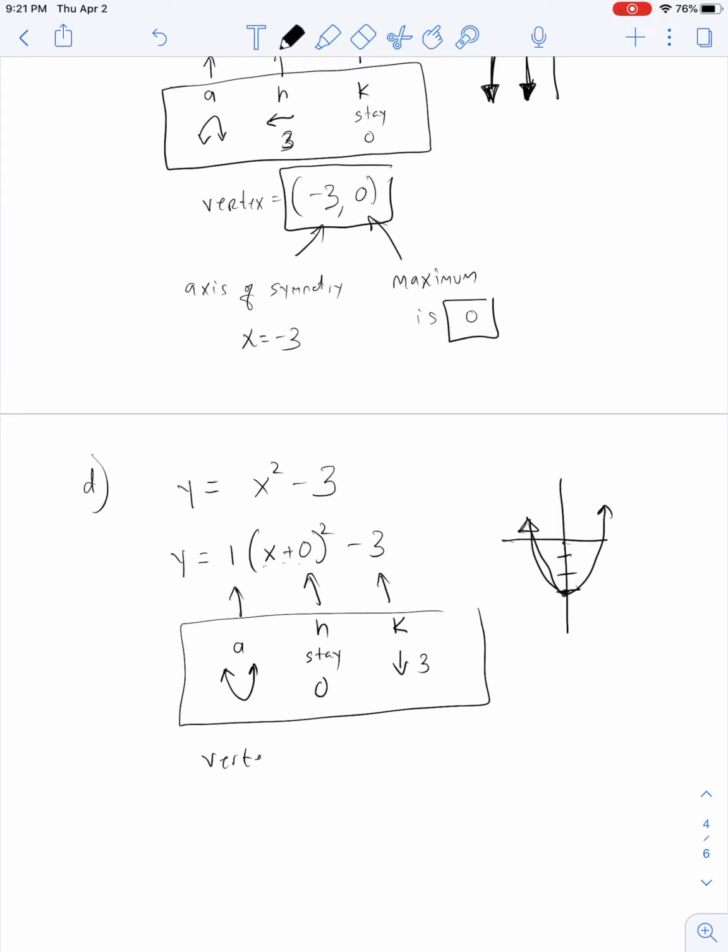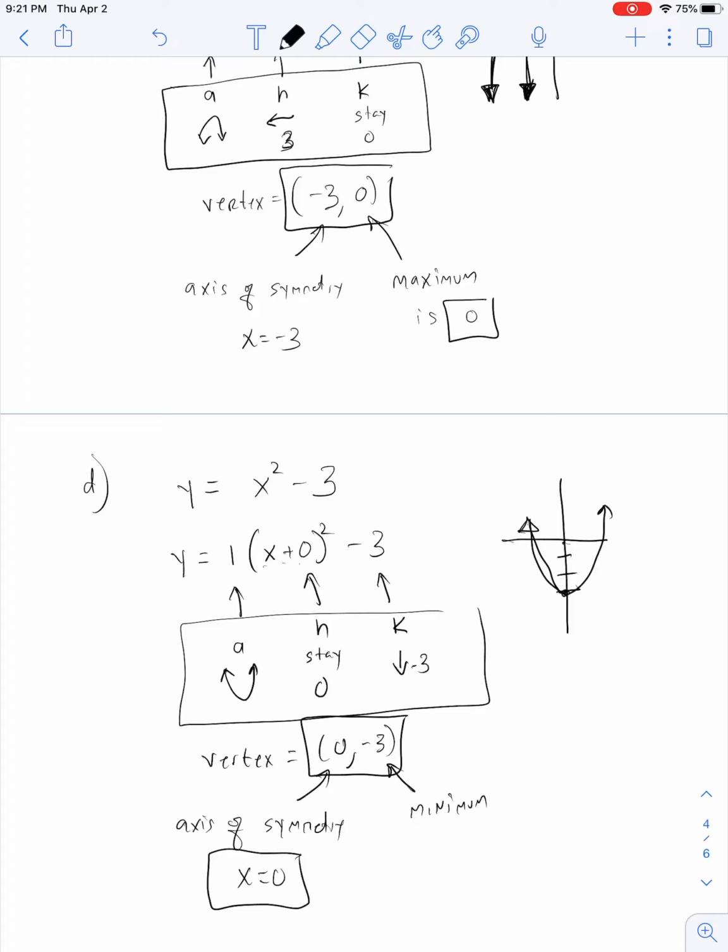Vertex. Well, the opposite of 0 is still 0. Our k, this time it went down 3, so we can put minus 3. We know the axis of symmetry: x equals 0. And this time it opens up, so this is a minimum value. It's negative 3. And in the next video, I'll show you how to graph exactly, and also look at a different form.